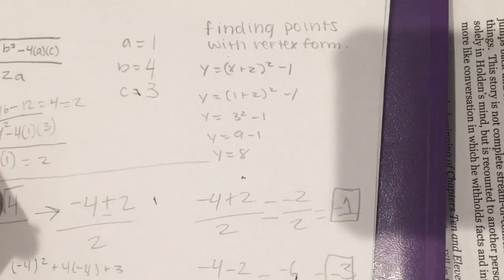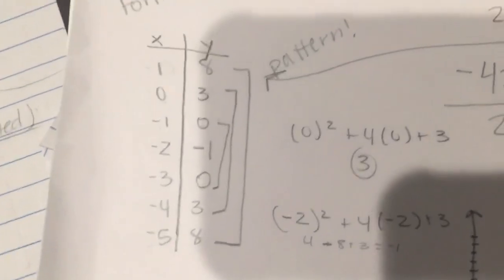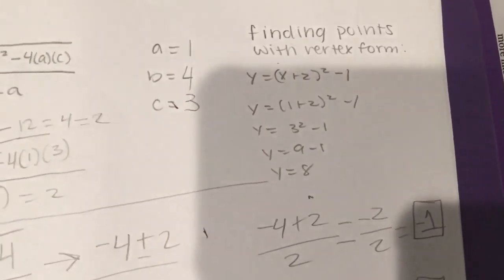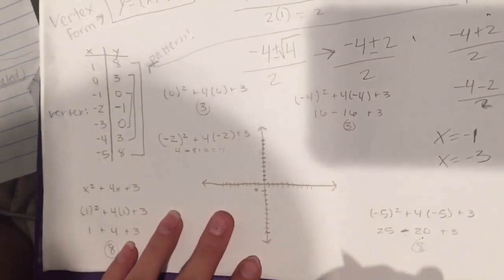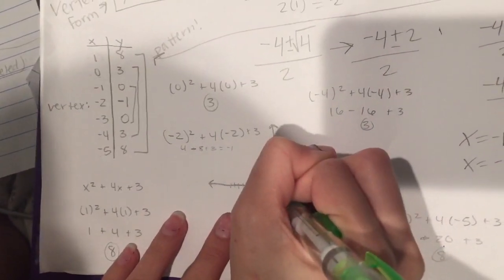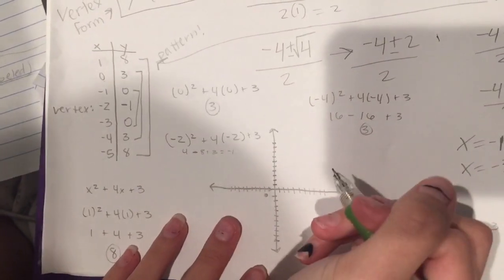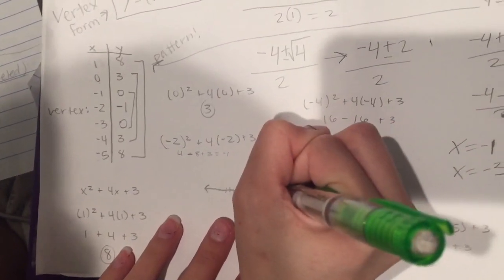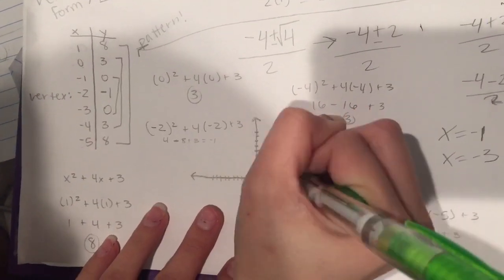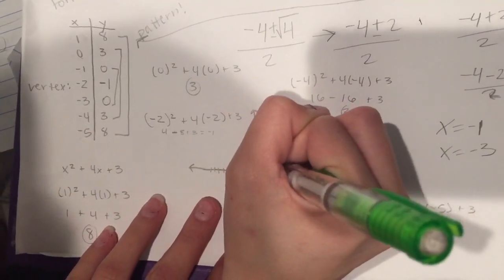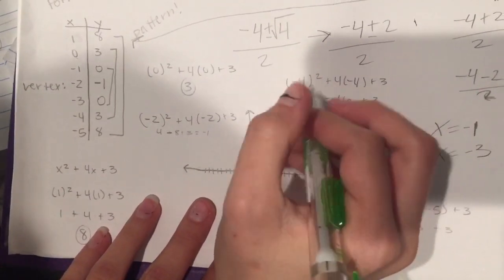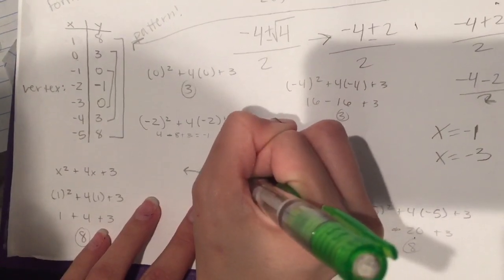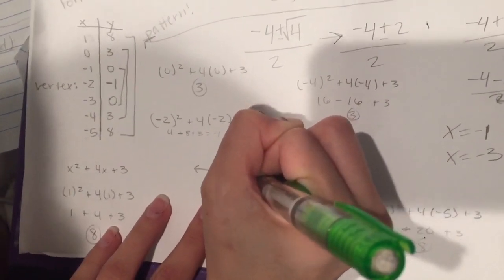So we're going to start at the vertex, which is -2, -1. And then we'll go up to our -1, 0. And then 0, 3. And then 1, 8. And then we can go back down and do the other side, and they're all going to match up. So we'll have -3, 0, -4, 3, and we'll end up with -5, 8. And now you can see that they form a parabola.